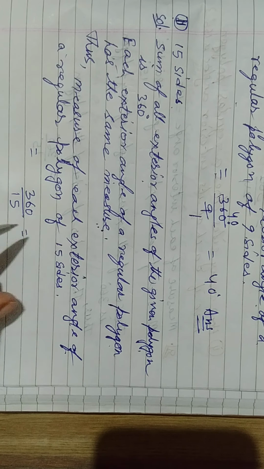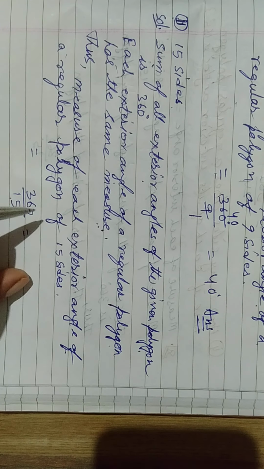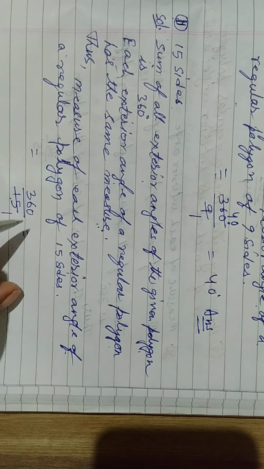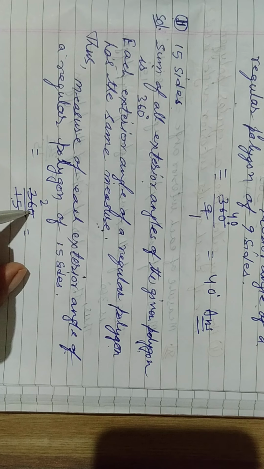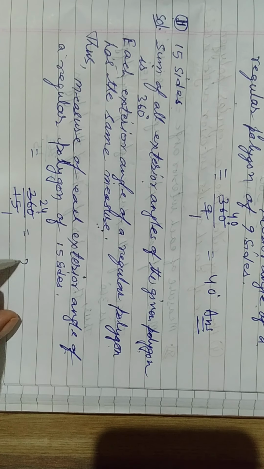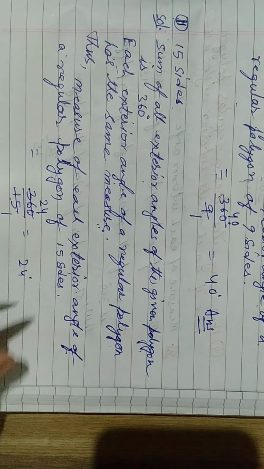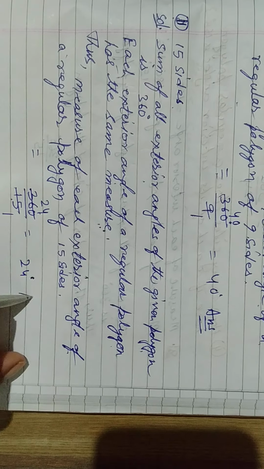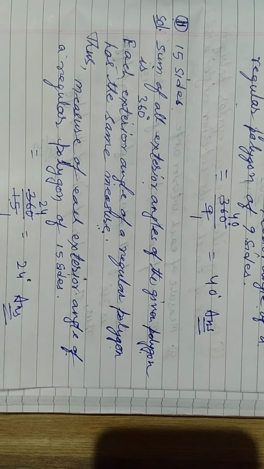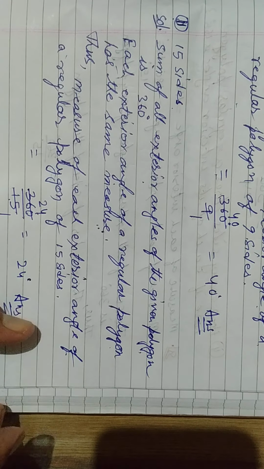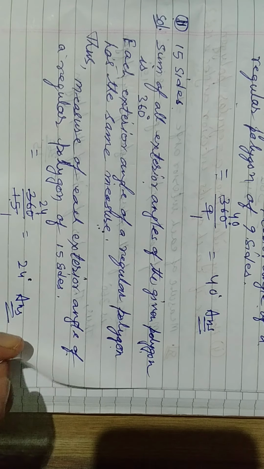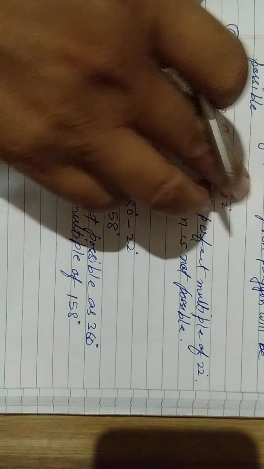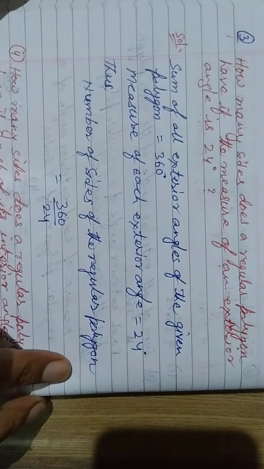Again, 360 by 15 degree. 15 1 is 15, 15 2 is 30. Here 6 is left. 6 and 0, 60. 15 4 is 60. So 24 degree. 24 degree is the answer. Okay, so question number 2 is completed. Now come to question number 3.